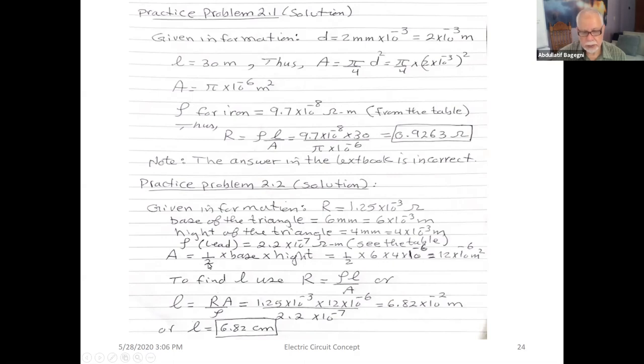That's from the table, and we apply the area formula for the triangle: one half times the base times the height. If we plug in these values, we get the area as 12 times 10 to the minus 6, because we multiply 10 to the minus 3 by 10 to the minus 3 to get 10 to the minus 6, and 6 times 4 is 24, then we divide by 2. Now we plug into the formula R equals rho L over A. Since we need to find L, we cross multiply and then divide by rho. So R times A over rho will give us the length L. Plugging in the values, we end up with a result that matches the answer in the book.